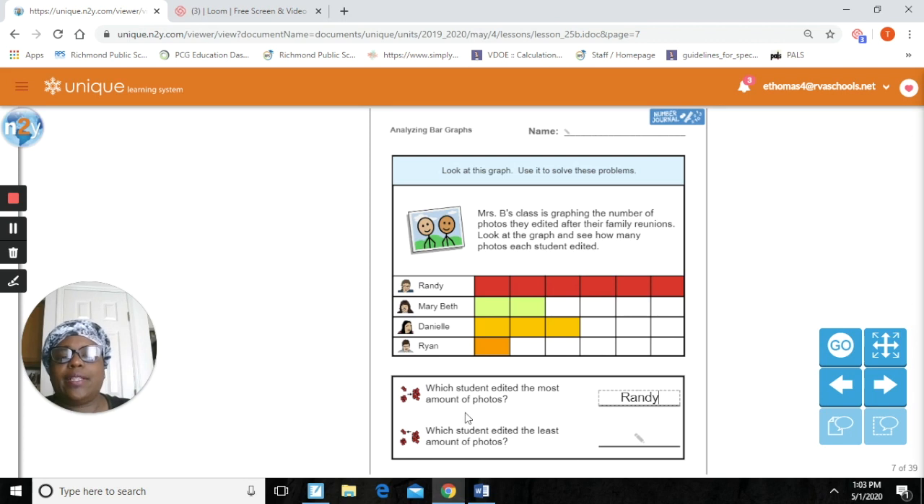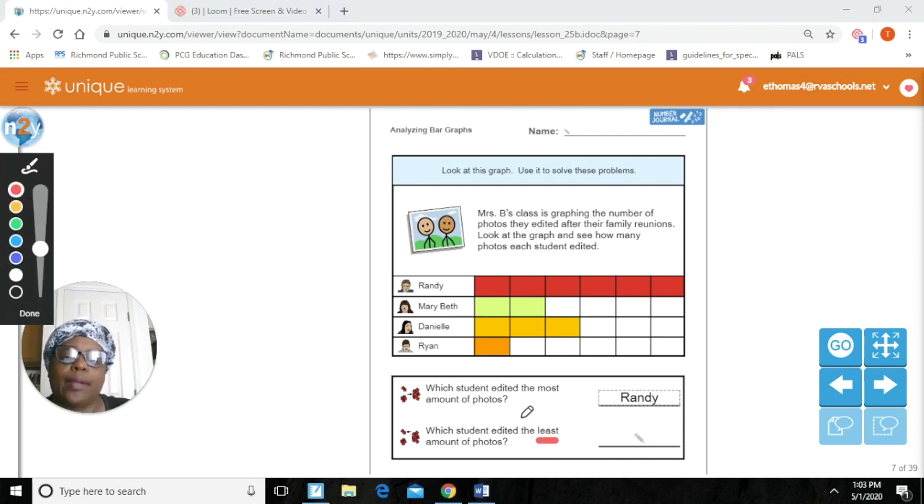All right. Now it says here, which student edited the least amount of photos? Here's a key word right here, okay? Least. Let me underline that for you. And least means what? The smallest. The smallest amount. Who did the smallest amount of videos? Now, if you just look at those numbers that we have on our paper, we had 6, 2, 3, and 1. Which number was the smallest number? Did you say 1? Yes. And who did 1 video? Ryan.